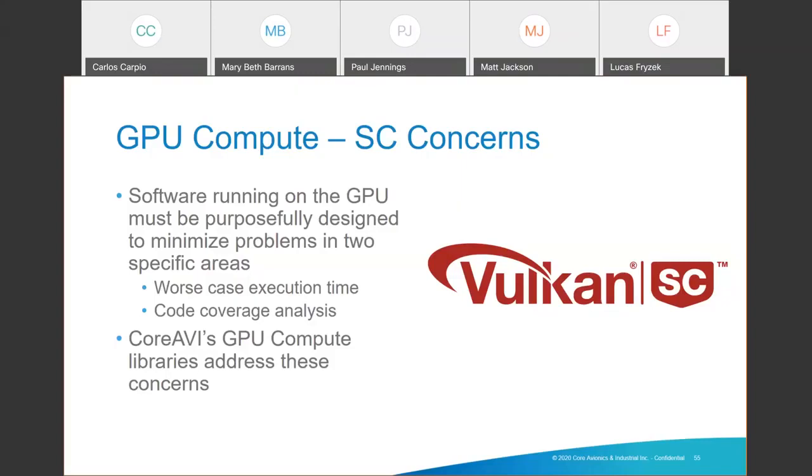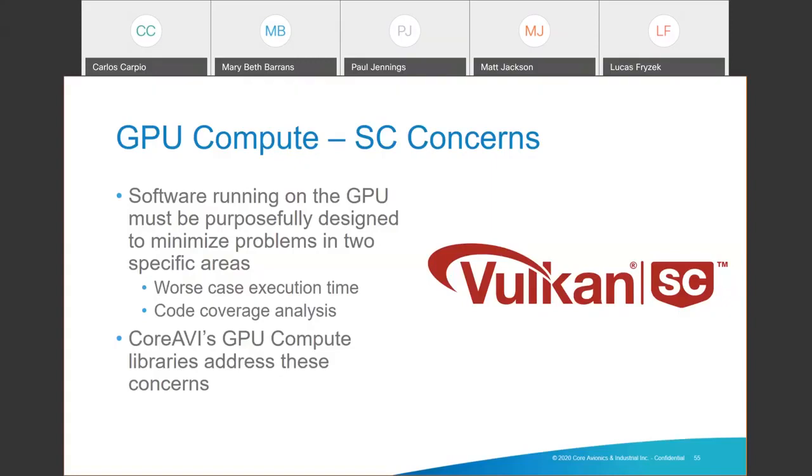On the CPU, it's a very evolved ecosystem. There are tools that exist from multiple vendors to assist developers in doing this kind of analysis on their programs. On the GPU, these same tools don't exist today. The ecosystem isn't as evolved. Safety critical GPU compute is relatively new in the safety critical market, and so a lot of this analysis currently needs to be done by hand.